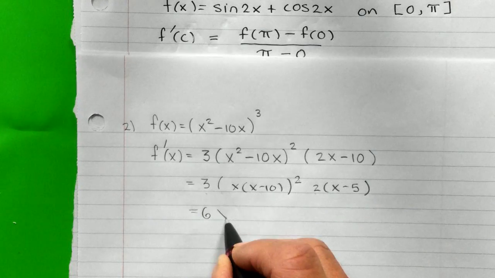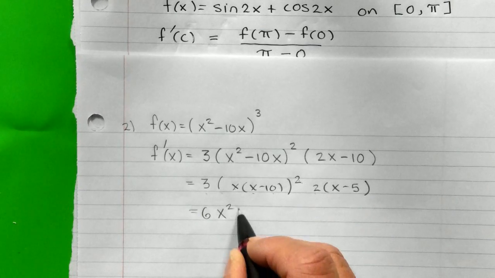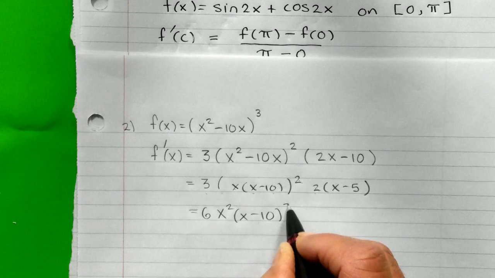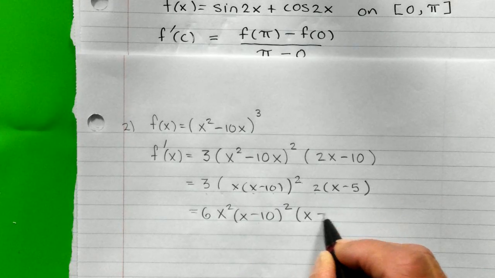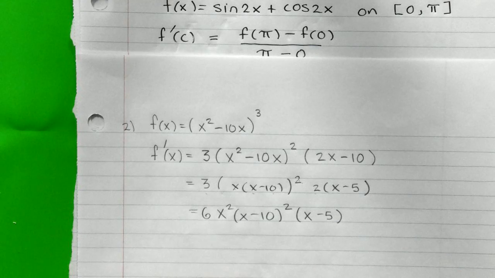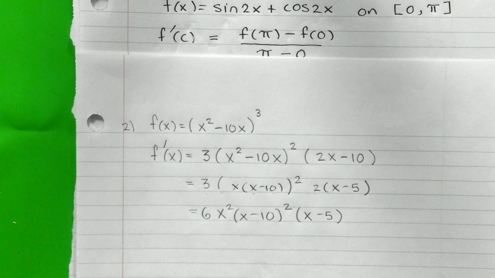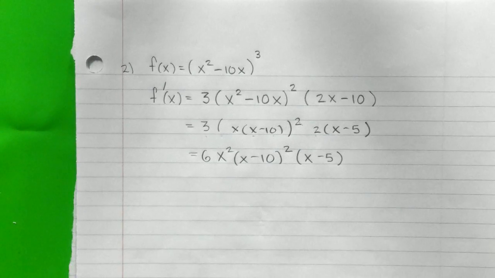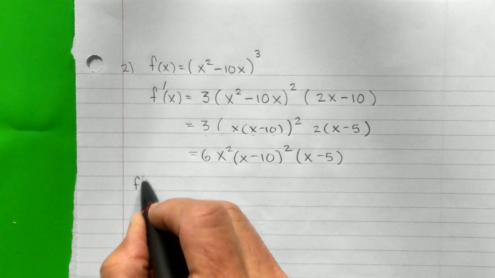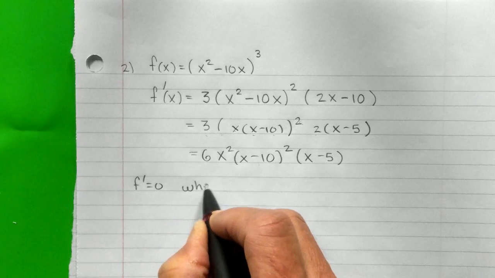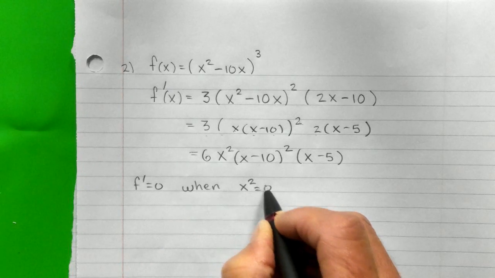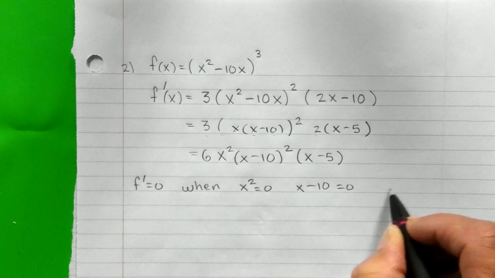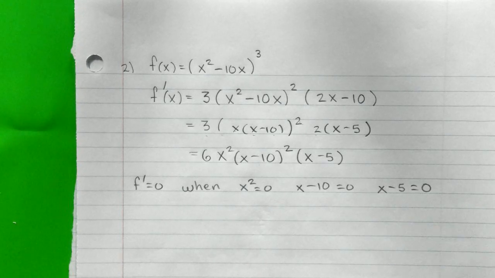Both the x and the x minus 10 are squared, so I'm going to write them individually as squared terms. Then I have an x squared, then an x minus 10 squared, and then an x minus 5. So there's our derivative. We're going to set our derivative equal to 0, and our critical numbers will come from setting each factor equal to 0. So f prime is 0 when x squared is 0, x minus 10 is 0, and x minus 5 is 0.